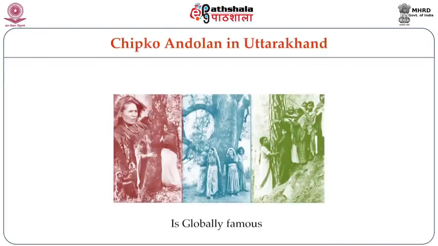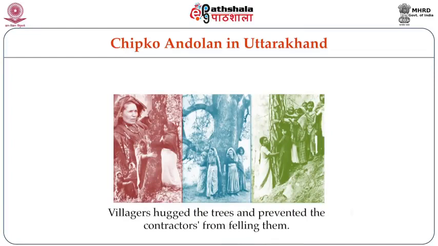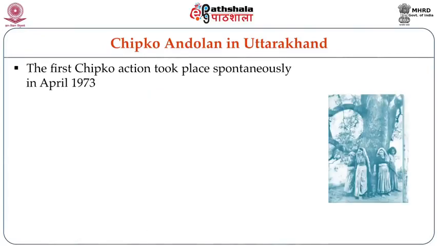Chipko Andolan in Uttarakhand is globally famous. It took place around the 1970s and 80s. It was an organized resistance against the destruction of forests in the Himalayas. Villagers hugged trees and prevented the contractors from felling them. The first such Chipko action was in 1973.